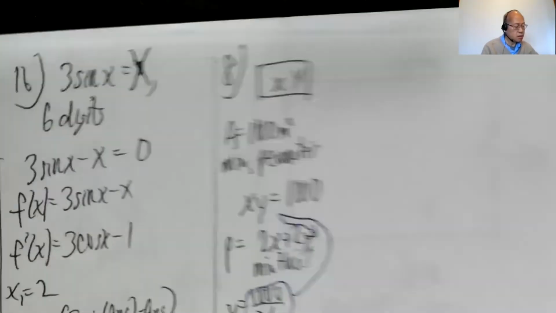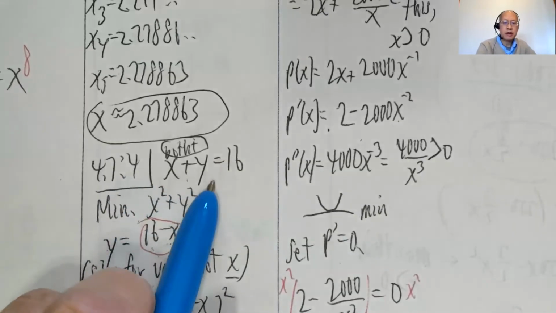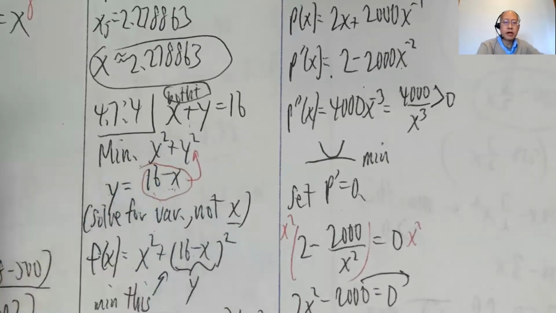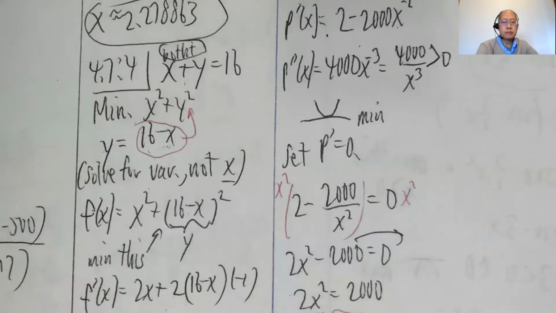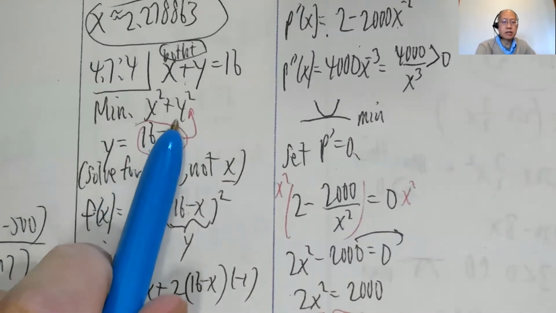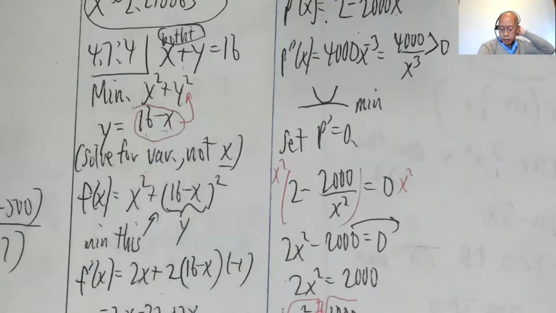Okay, let's see. 4.7, number 4. x and y both positive, x plus y equals 16. Minimize x squared plus y squared, the sum of the squares. So y is 16 minus x. And so generally you're trying to solve for the variable that is in x. So f of x is x squared plus y squared. So I want to minimize this quantity.